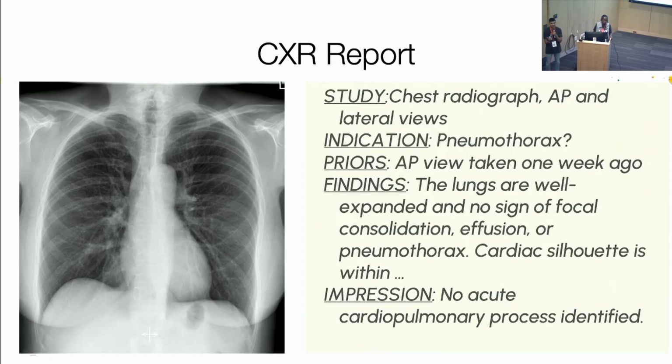So the impression is like, here is my short synopsis of all of the things that I described in the findings section. So in this case, the lungs are expanded well, so they've taken a good breath. There's no consolidation, effusion, pneumothorax. The cardiac silhouette is normal. So I'm describing everything that I see is normal. The summary of that is that there is no acute process, right? So it is not necessarily just a recapitulation of the same thing. It is like an interpretation of what you have described in the findings.